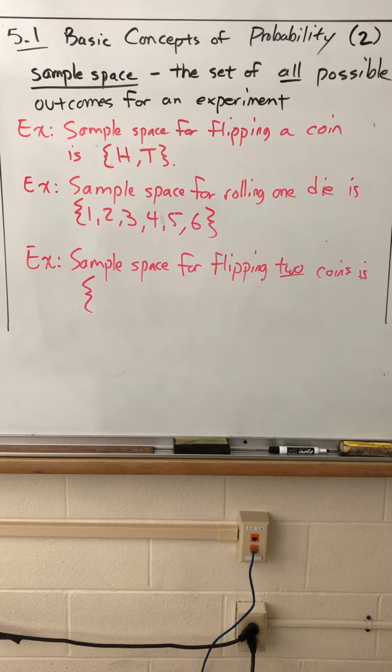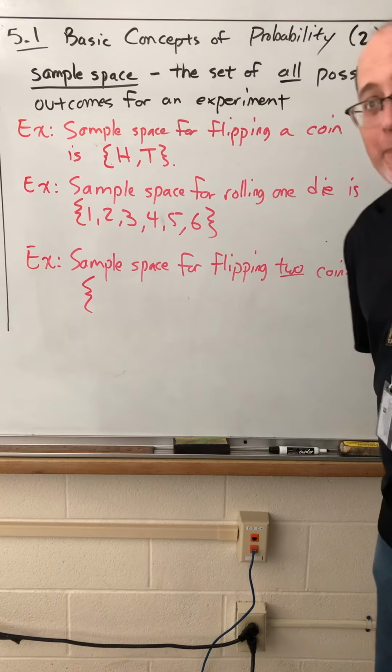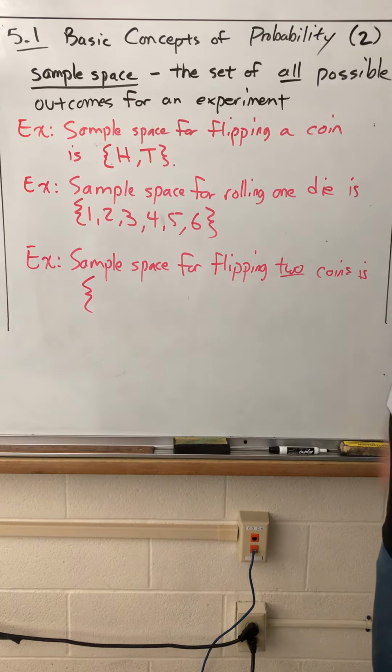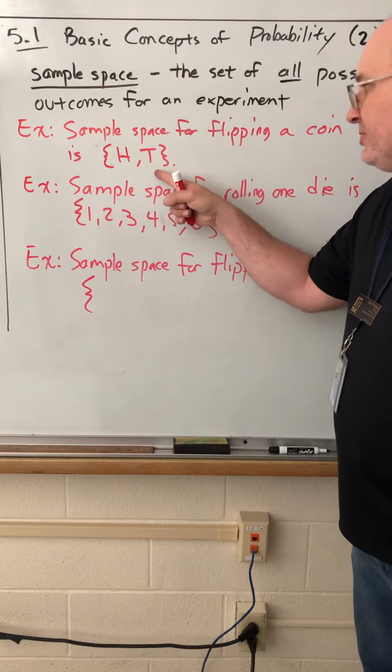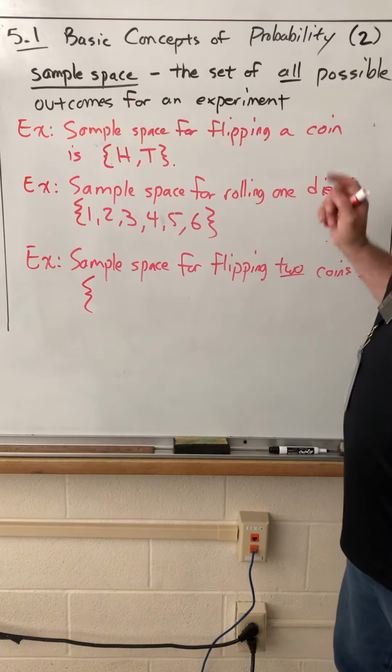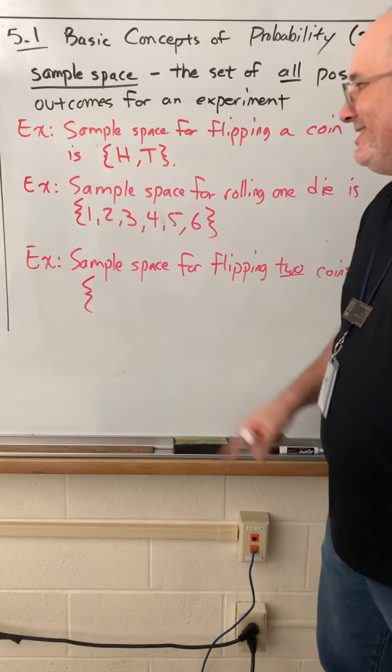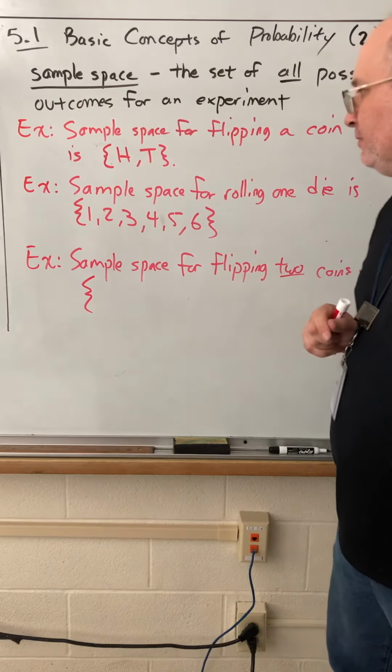Our next definition is sample space, which is pretty straightforward. If you have an experiment, a sample space is the set of all possible outcomes for an experiment. For example, let's say you flip one coin, and I ask you what could possibly happen. Well, it can either be heads or it could be tails. So the sample space for flipping a coin is the set containing heads and tails.